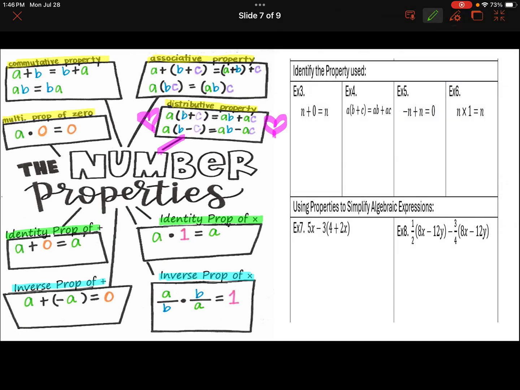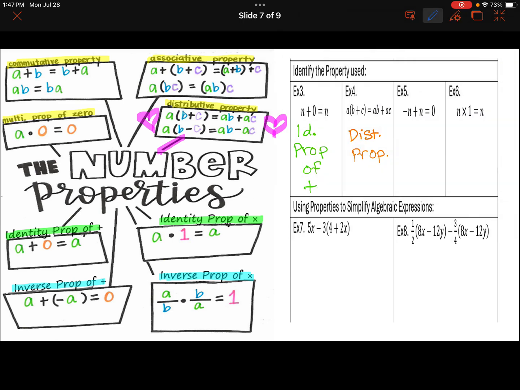So the first property says n plus 0 stays n. Well, that is just going to be the identity, and you can abbreviate identity as ID. And then it's the property of addition. And you do need to specify of addition or of multiplication. Okay, the next one, I'm the letter A, I get distributed. So this is a review property. This is the distributive property.